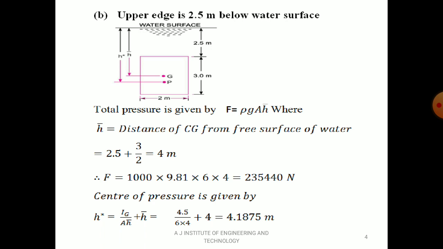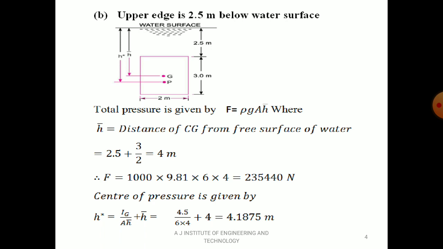Now to calculate distance from free water surface. So from free water surface to upper edge there is a gap 2.5 meter. So 2.5 meter plus 1.5, that becomes 4 meter. So h bar equal to 2.5 plus 3 by 2, that is equal to 4 meter. Therefore F equal to 1000 into 9.81 into 6 into 4, that is equal to 235440 Newton.